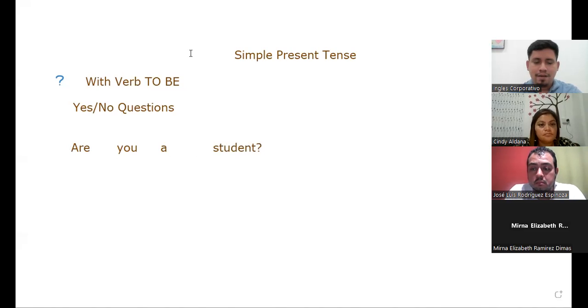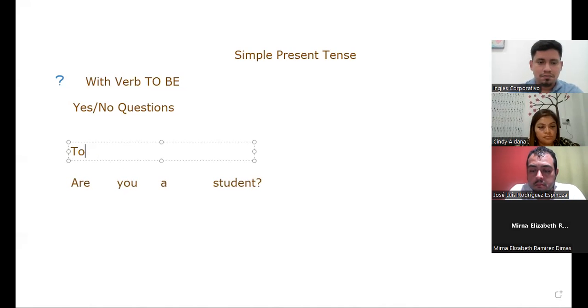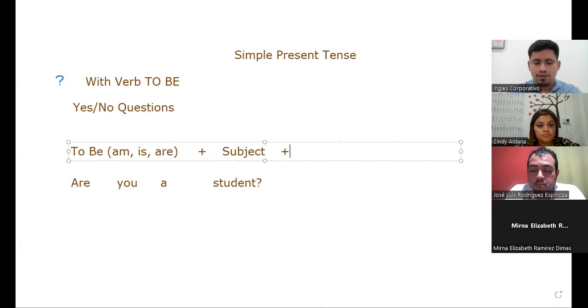This is our example. So we're going to use it to separate the elements of the formula. For instance, in the case of are, we're using the verb to be. Then after the verb to be, when I use the subject, the subject is mandatory, okay? So we always have to use the subject plus, in this case, a complement. Is it possible to add a complement using the verb to be?